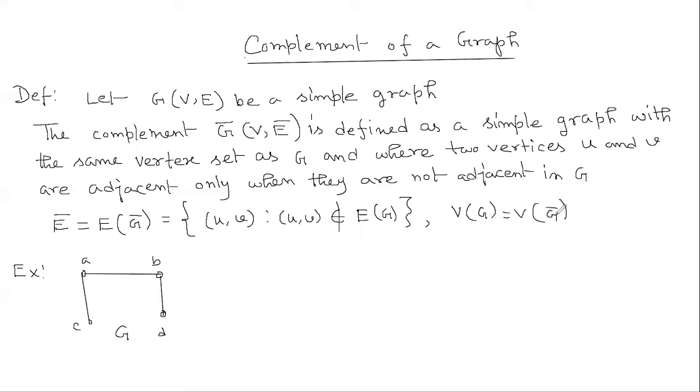Secondly, we have used the term adjacent. So in a graph, two vertices are said to be adjacent if they are connected by an edge. So here the set of all edges in G bar is UV such that UV does not belong to EG. That means if there is an edge between U and V in G bar, there cannot be an edge between U and V in G. That is the criteria for complement of a graph.